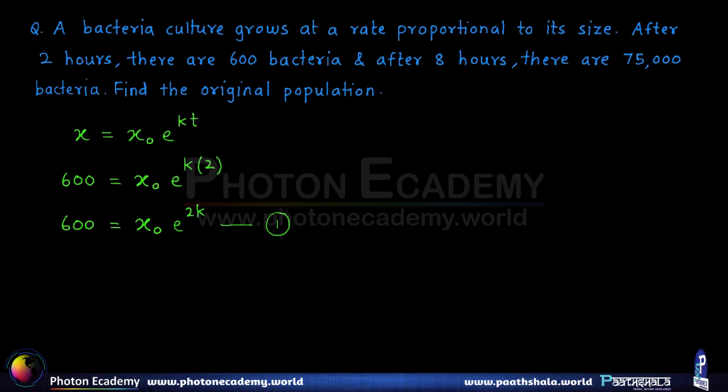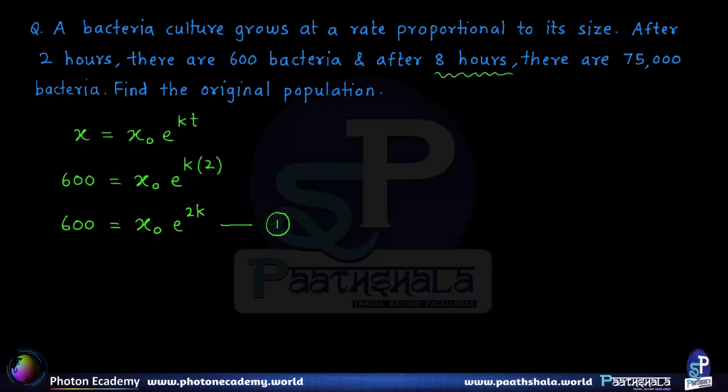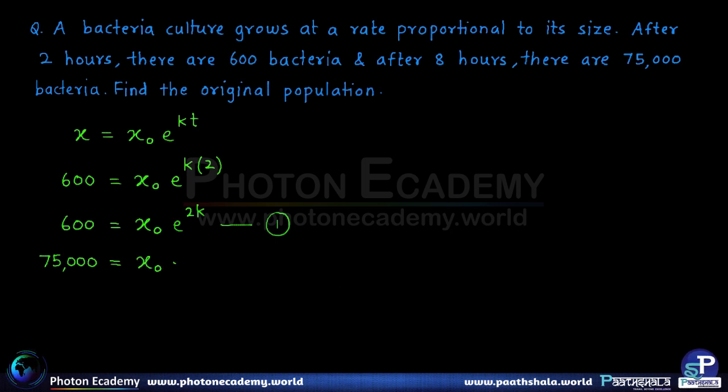Similarly, the second condition is after 8 hours. Now here we have to assume 8 hours have been counted from the beginning only and not after the 2 hours that have been already elapsed. So after 8 hours the population is 75,000. So therefore clearly we get 75,000 to be equal to x0 into e raised to 8k. That is our second condition.